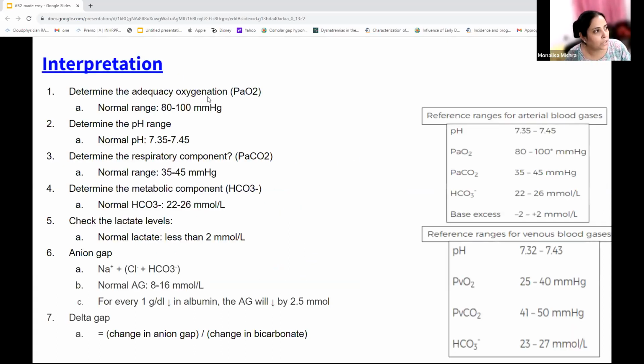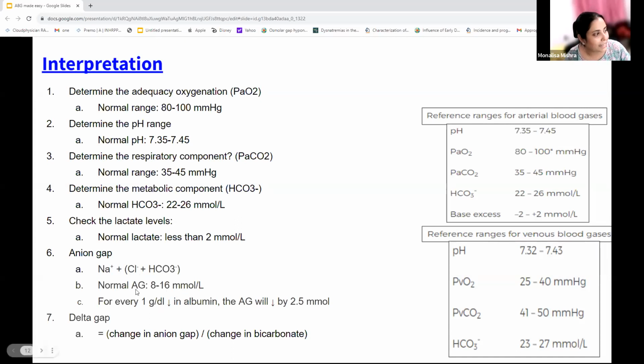Interpreting your ABG, as we all know the normal values. The normal range for PO2 is 80 to 100. pH is 7.35 to 7.45. For the respiratory component, the normal range is 35 to 45 PCO2. For the metabolic component, normal is 22 to 26 millimoles per liter. Normal lactate level is less than 2 millimoles per liter. Anion gap is sodium minus chloride plus bicarbonate, and the normal anion gap is 8 to 16 millimoles per liter.